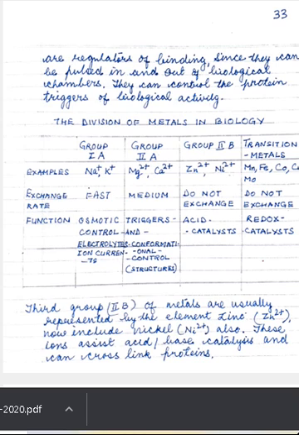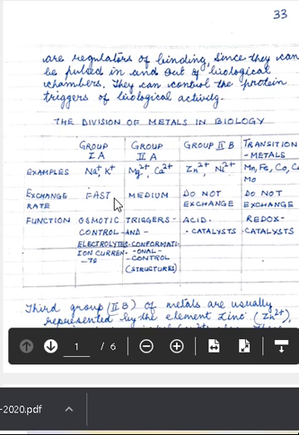Hello students, myself Dr. Prasoon Hara, and we will take up today the division of metals in biology. One table is shown here which is divided into four parts: group first A, group second B and transition metals. It also represents the examples of these group metals, their exchange rate and their functions.